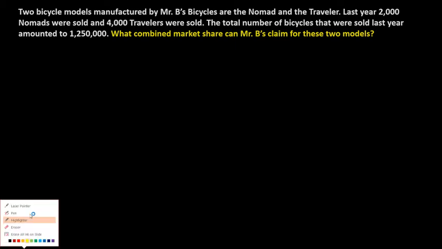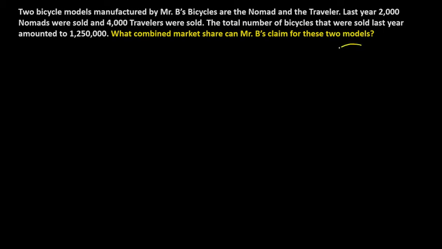And so once again, let's just draw a quick picture to make sure we understand. If I think of all the bicycle sales as this pie chart, maybe the Nomad represents a chunk that size. The Nomad is one of the models we're talking about. Maybe the Traveler represents a chunk that size, so N for Nomad, T for Traveler. Traveler is the other model. The question says, what's the combined market share for both of those models together? So our goal is to calculate this entire chunk compared to all of the sales that took place.